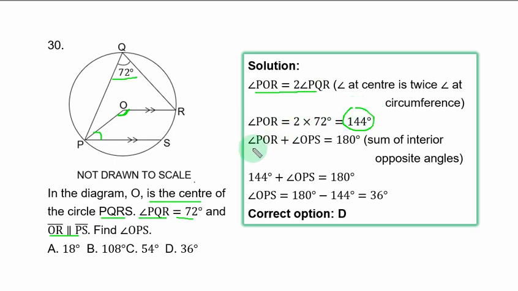So if you add angle POR to angle OPS, the sum is 180 degrees, sum of interior opposite angles. So you have 144 degrees plus angle OPS is equal to 180 degrees. Angle OPS is equal to 180 degrees minus 144 degrees, and that is 36 degrees. D is the correct option.